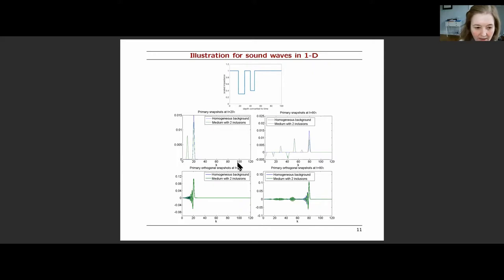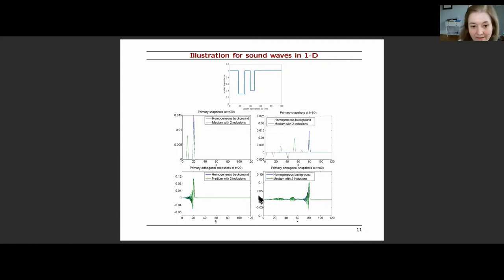Okay, so here I plot the orthogonal snapshots, that is the columns of the V, these orthogonalized snapshots, which are supposed to be focused at the wavefront and be weakly dependent on the medium if you choose the time stepping correctly. And indeed you see that this is the case. You can barely distinguish between the orthogonal snapshots in the homogeneous medium and the medium with the two inclusions. But of course, this is not exact.